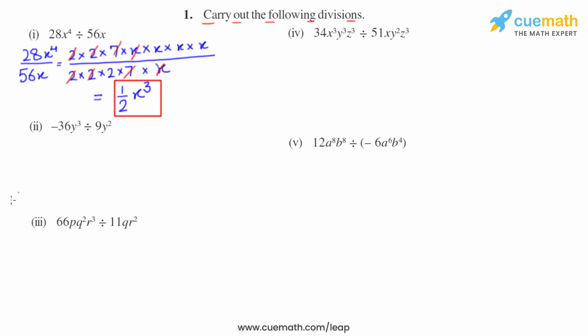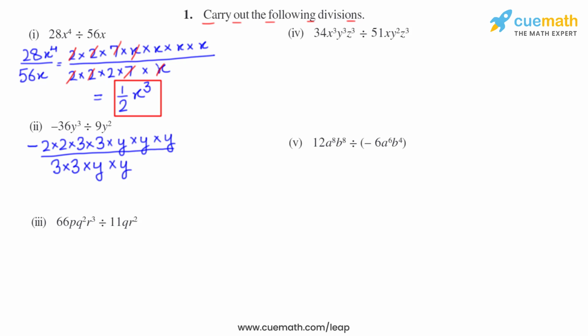In the second part, they have given minus 36y cube. So let's write the prime factorization of minus 36. It will be minus 2 into 2 into 3 into 3, and y cube is there, so it means y into y into y. In the denominator it is 9y square, so 9 can be factored as 3 into 3, and y square means y into y.